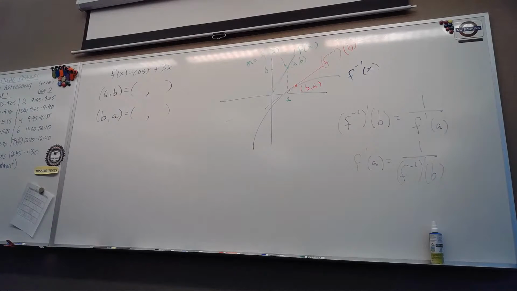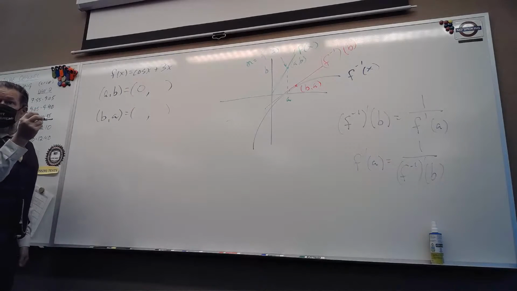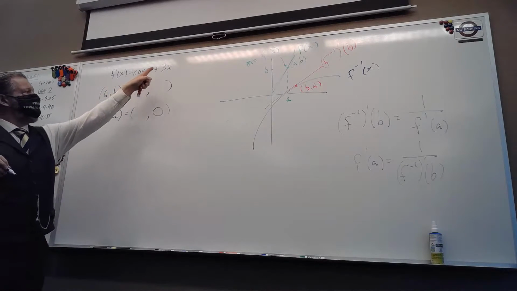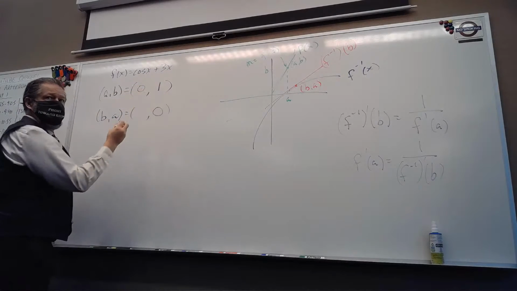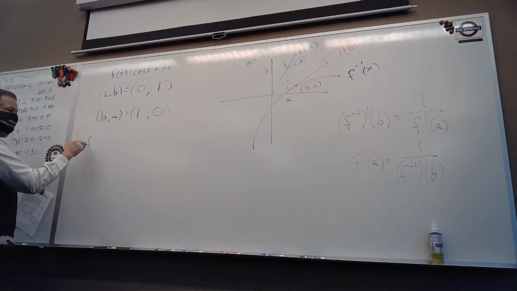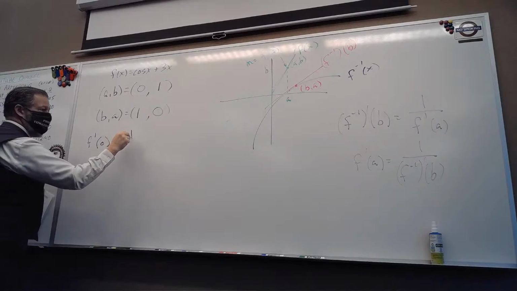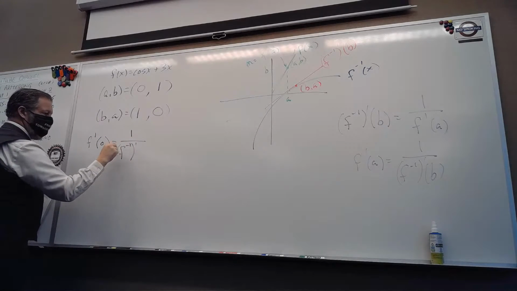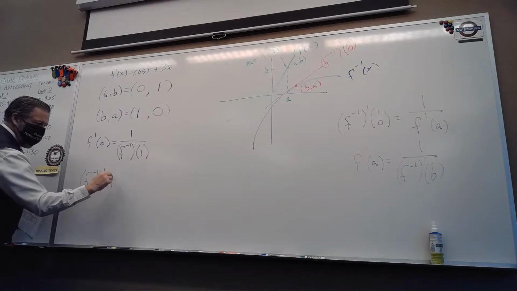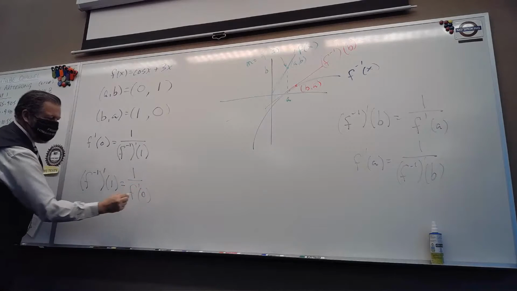So when I look at this problem, they ask me to find f of 0 and f prime of 0. So that means that we can assume that A is 0, agreed? So what's B? Well, cosine of 0 is 1, plus 3 times 0 is 1, which means that B is equal to 1. So I now know my point. F prime of 0 must be equal to 1 over F inverse prime of 1. Agreed? I don't want to switch those. And probably more usefully, the derivative of the inverse at x equals 1 is 1 over the derivative of the original function at x equals 0.